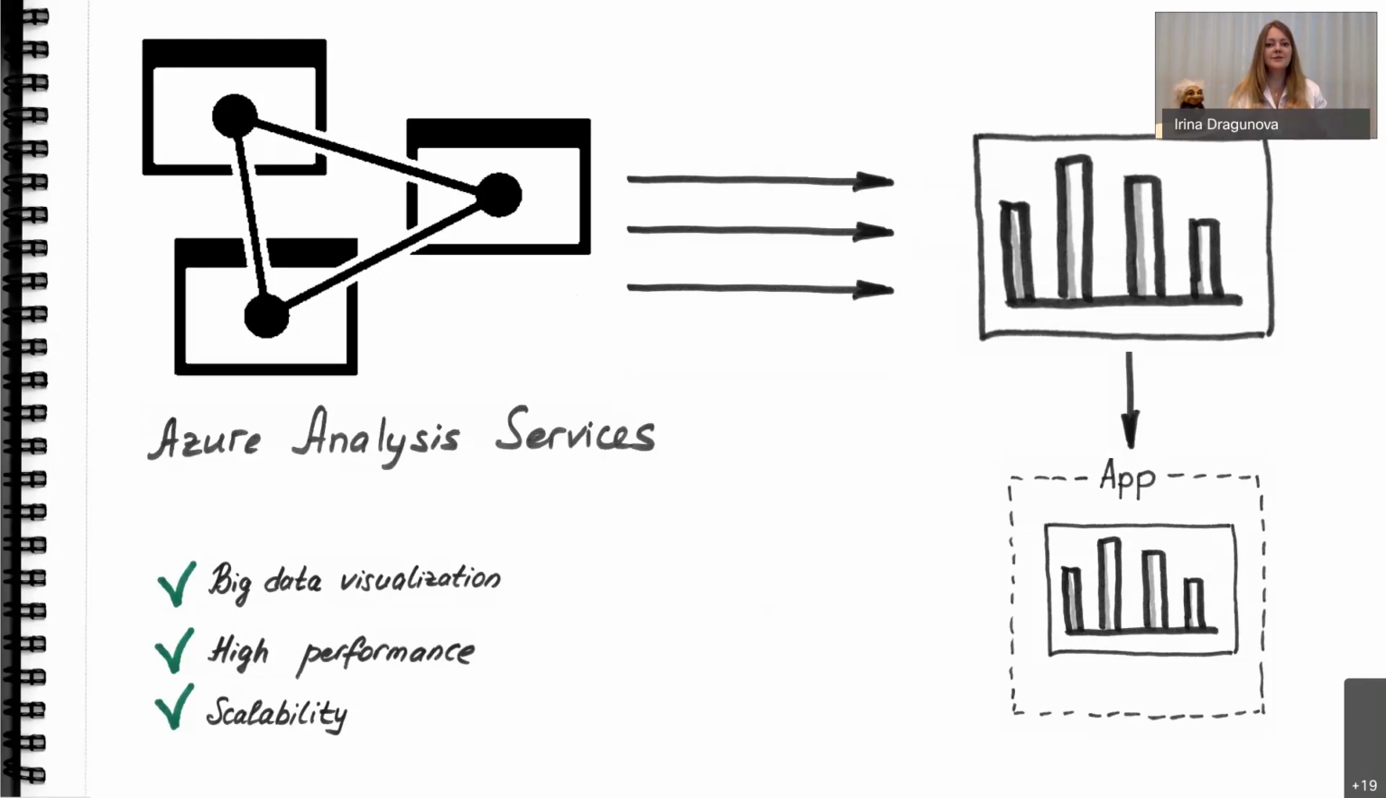Our model data is highly compressed, cached in memory. It allows us to get the results of our calculations really fast. This model can scale up to 400 gigabytes in memory capacity.